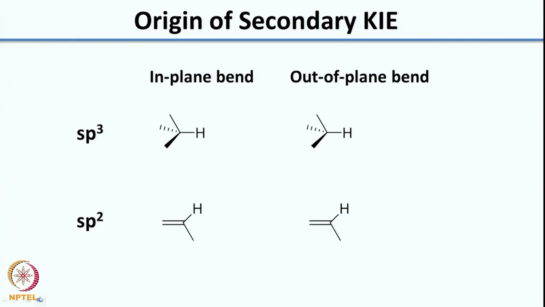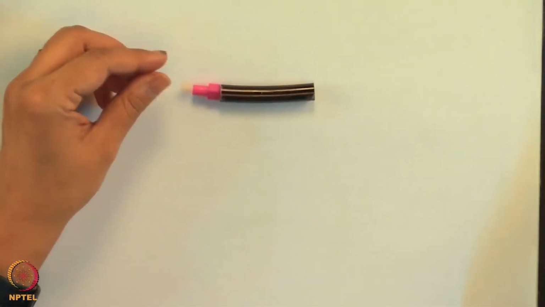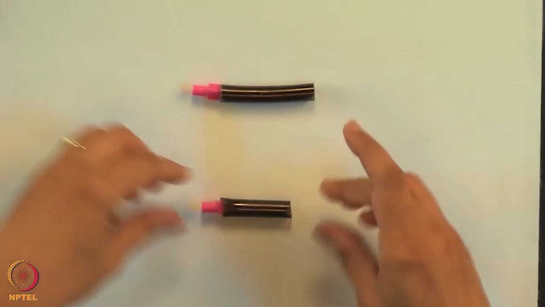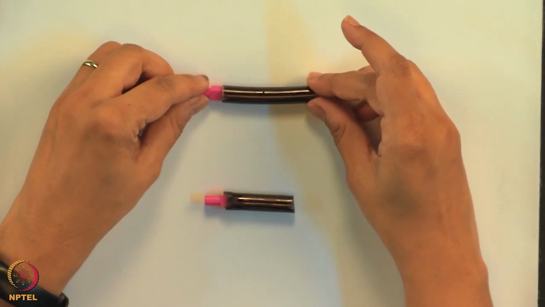Alright. So, when you compare CH versus CD, the CH bond is longer than the CD bond. So, let us assume that this is your CH bond and this is your CD bond. So, the CD bond is smaller than the CH bond.